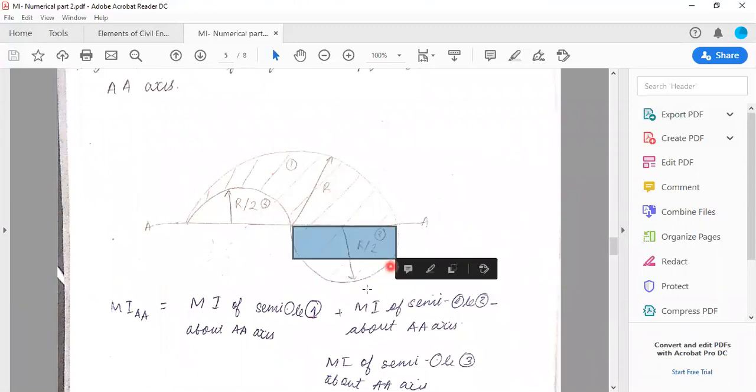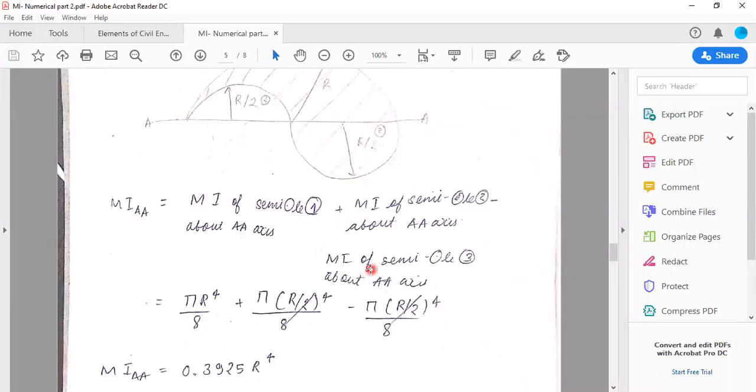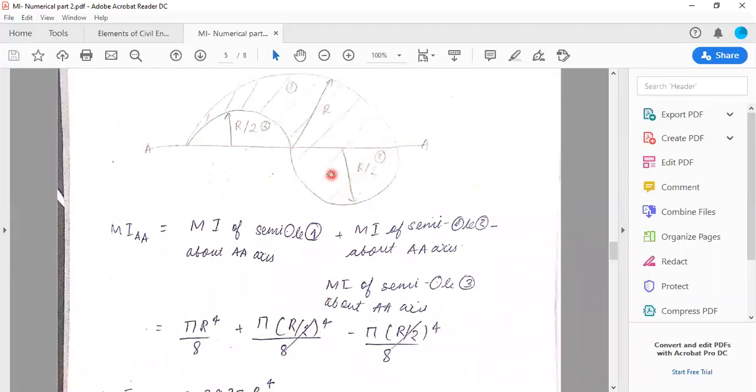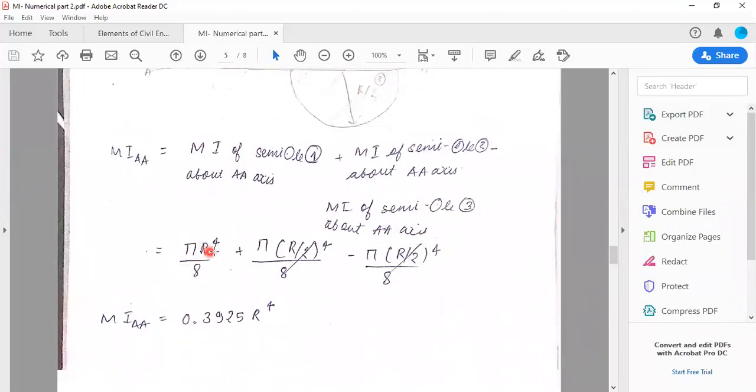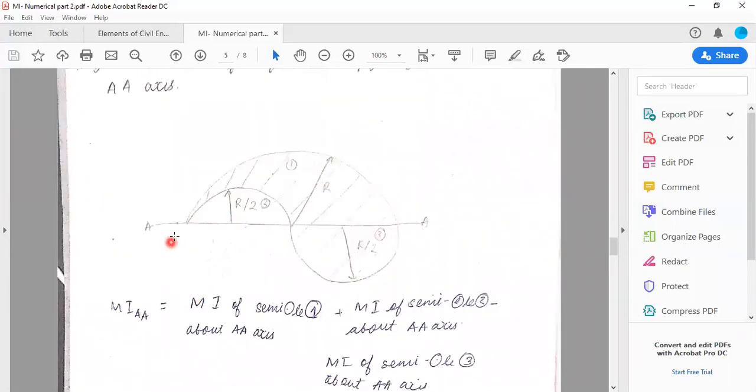For the next small circle, that is this one, r becomes equal to R by 2. So pi r raised to 4, I substitute r as R by 2, divided by 8. Okay, that is this circle. Then I have to deduct the circle, that is minus pi, r is R by 2. Here also radius is R by 2 raised to 4 by 8. These two cancel each other and I will be left with only pi R raised to 4 by 8. You can substitute for pi 3.142 divided by 8 and get this particular value for moment of inertia of the shaded figure about AA axis.